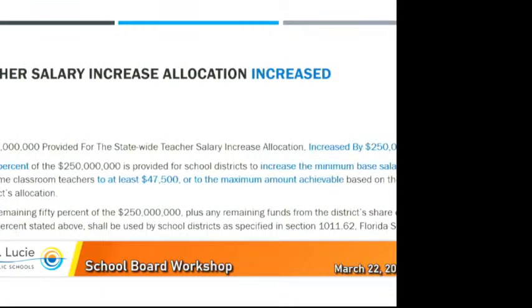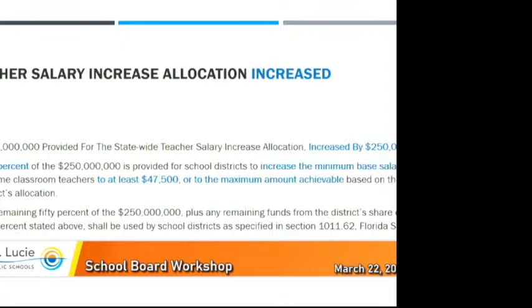Okay, we're not going deep into the budget today. However, we wanted to call attention to this one. They did increase the teacher salary increase allocation to $800 million, which is an increase of $250 million over last year. And 50% of that amount must go to increasing the base salary of our full-time classroom teachers to at least $47,500 or the maximum amount achievable. That's the same standard as before, but it was 80% of it that had to go for that before.